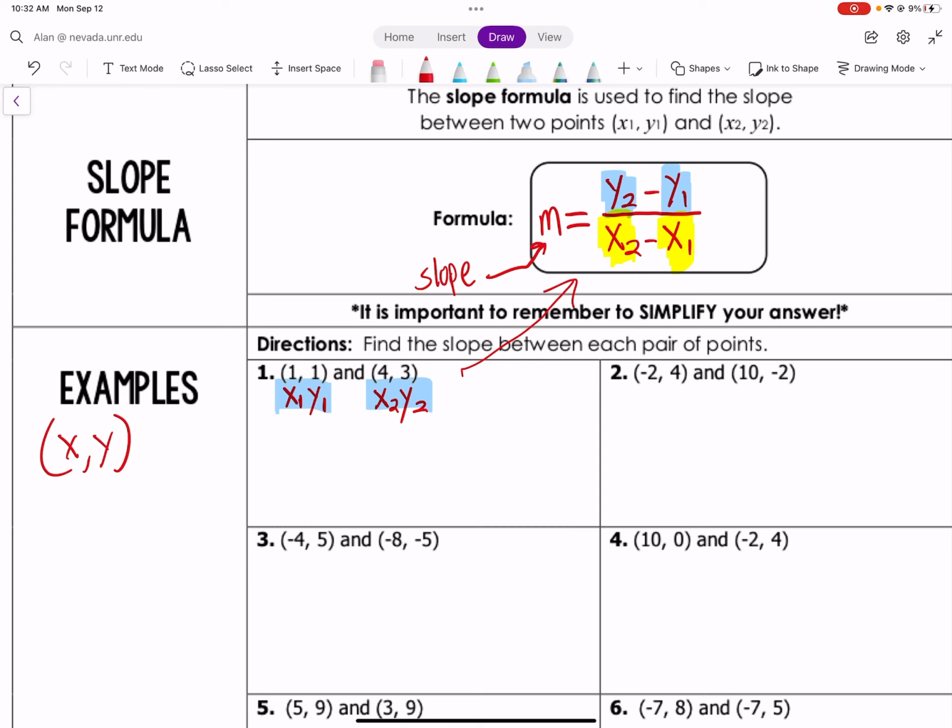So let's try it. My formula is m equals our value of y2, which is 3 here, because we labeled it as y2, minus y1. Well, our y1 is 1, divided by x2 minus x1. But here our x2 is 4, and our x1 is 1. Now all we have to do is simplify this, and we get our slope. So we simplify it. 3 minus 1 is 2, and 4 minus 1 is 3. So our slope here is 2/3 using that slope formula.